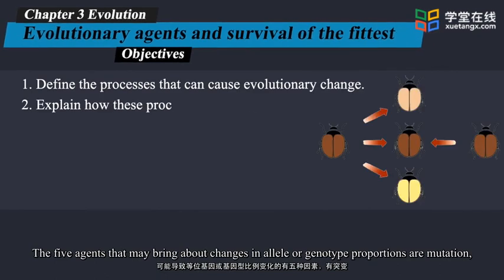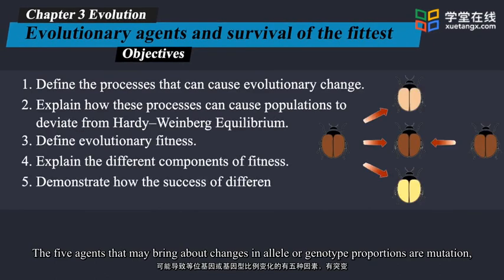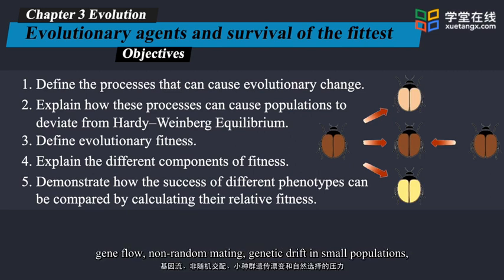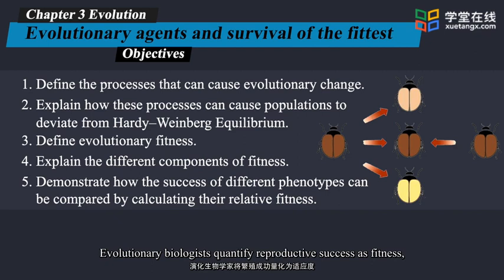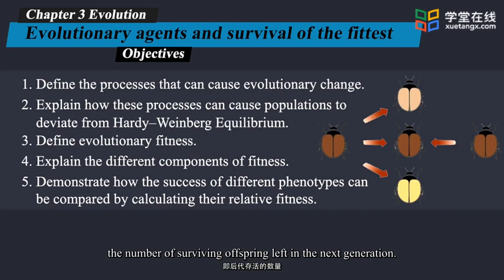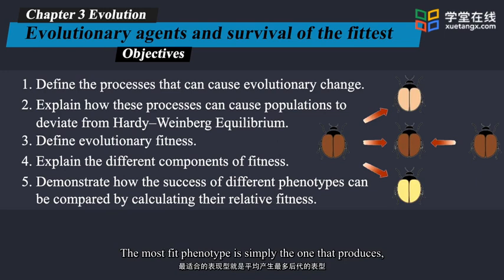The 5 agents that may bring about change in allele or genotype proportions are mutation, gene flow, non-random mating, genetic drift in small populations, and the pressures of natural selection. Evolutionary biologists quantify reproductive success as fitness, the number of surviving offspring left in the next generation. The most fit phenotype is simply the one that produces, on average, the greatest number of offspring.